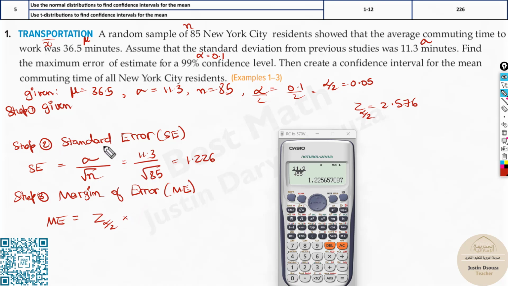You can also do one thing. Some students would like to write this as a separate step. That is also fine. Usually you write step 1 is given, or given is not a step. This is just step 1. Given is just given. Step 1, step 2, and step 3 would be the multiplication of step 1 and step 2. Basically, it's the multiplication of the z value and whatever you found out in the standard error. So whatever you find in order, z value, standard error, multiply them, that would be the margin of error.